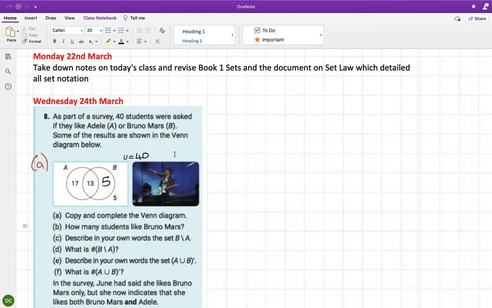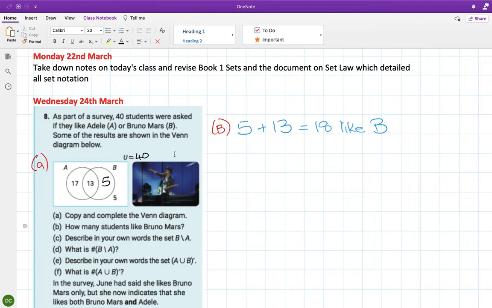Okay, so part B, how many students like Bruno Mars? Okay, so these 5 students here like Bruno Mars, and these 13 like Bruno Mars and Adele, but they like Bruno Mars. So it's the 5 people who only like Bruno Mars, and then the 13 people who like both, making a total of 18 people who like Bruno Mars. Yeah?